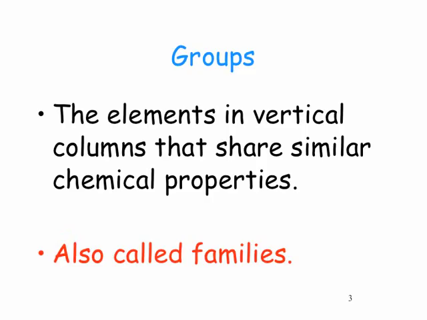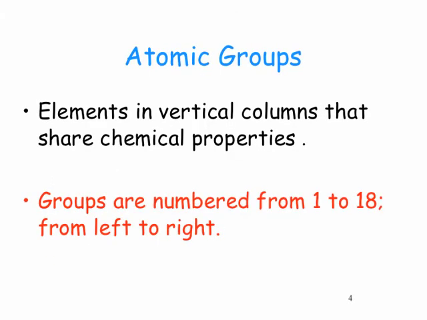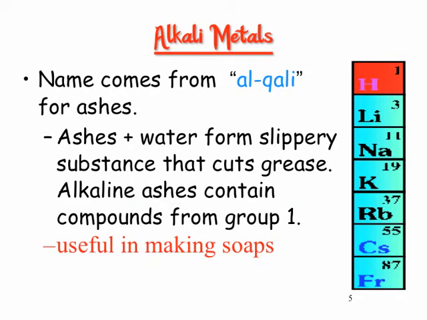So groups or families are the elements in the vertical columns that share similar chemical properties, and that is based on their valence electrons. So once again, groups or families. They are numbered from 1 to 18, from left to right, and then we also have that section on the bottom that is also considered a group or family. Our first family is alkali metals.